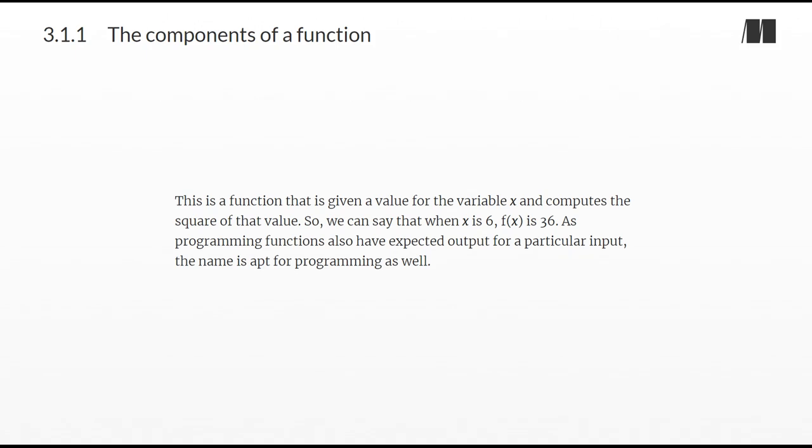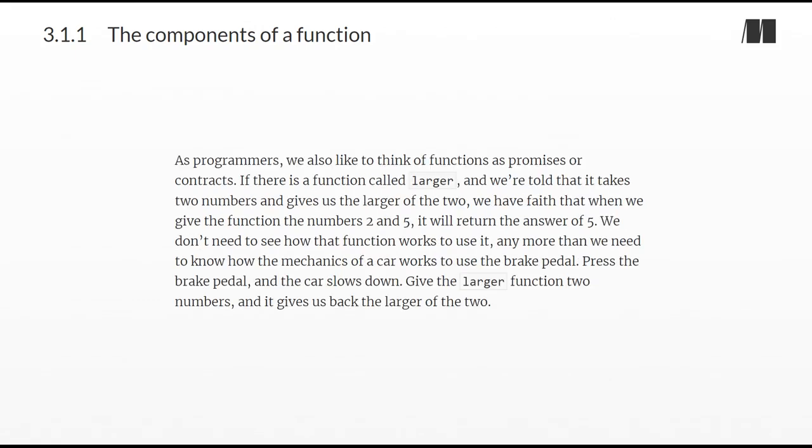As programming functions also have expected output for a particular input, the name is apt for programming as well. As programmers, we also like to think of functions as promises or contracts. If there is a function called larger, and we're told that it takes two numbers and gives us the larger of the two, we have faith that when we give the function the numbers 2 and 5, it will return the answer of 5. We don't need to see how that function works to use it, any more than we need to know how the mechanics of a car works to use the brake pedal. Press the brake pedal and the car slows down. Give the larger function two numbers and it gives us back the larger of the two.